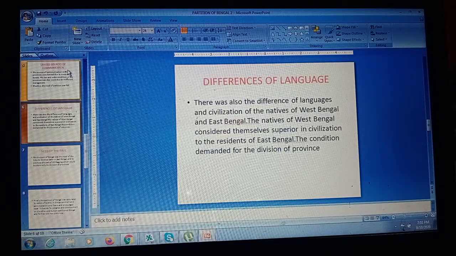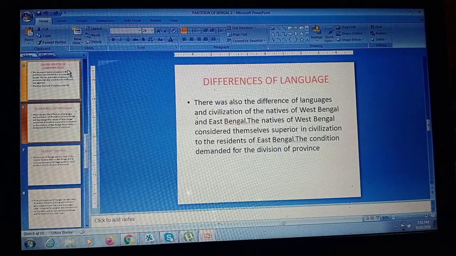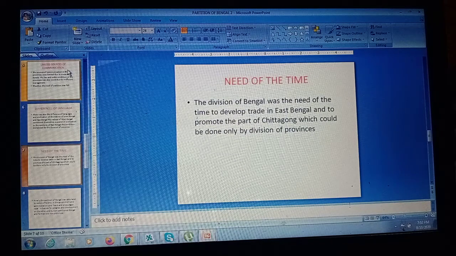The natives of West Bengal considered themselves superior in civilization, as I already said, because they thought themselves to be intellectuals. So they were superior in civilization to the residents of East Bengal, the Muslim people. Today we know them as Bengali Muslims, from Bangladesh, because today East Bengal is Bangladesh. So the condition demanded the division of the province. So division had to be done. And of course, it was the need of the time then.